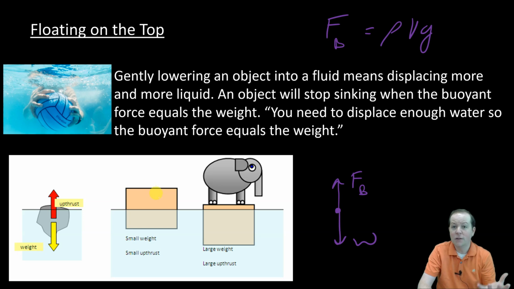If you lower a piece of wood into water, it's going to start going down and down until it pushes enough water out of the way so that the buoyant force gets bigger and bigger and bigger, enough so it balances the weight. Put an elephant on top, same thing. Now we need that buoyant force to get even bigger because now the weight got way bigger. So you've got to push more water out of the way.